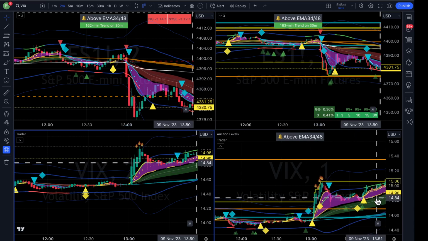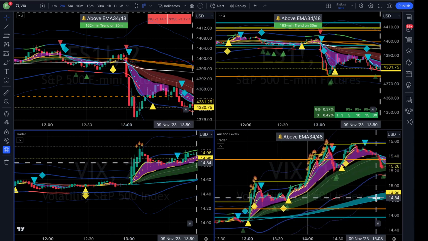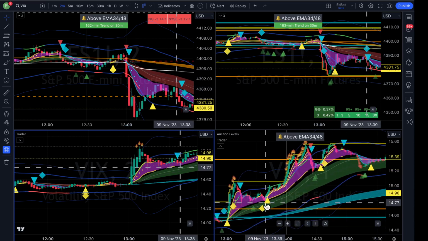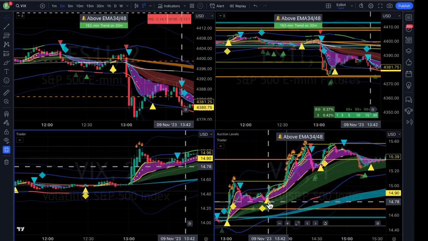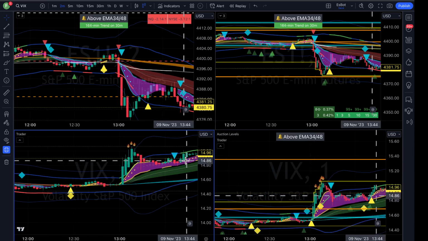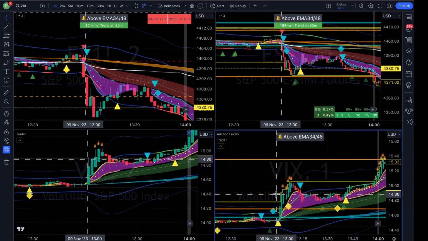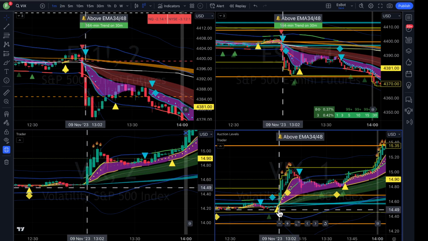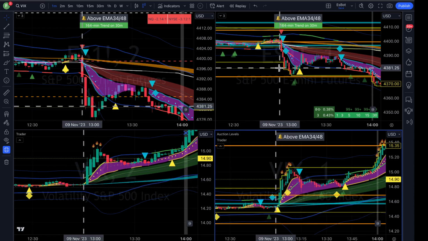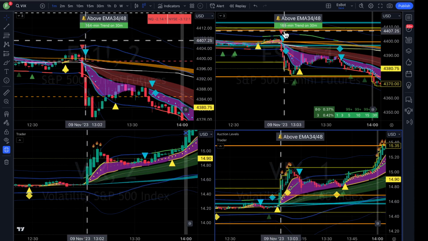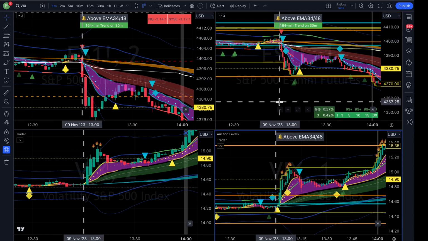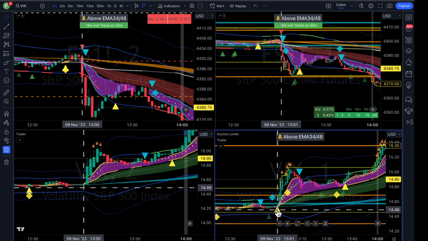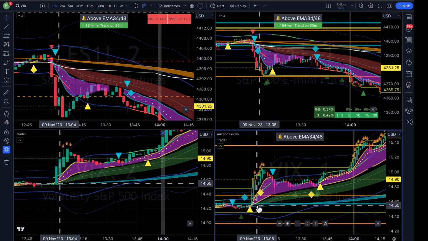What I'm telling you guys is focus more on the triangles on the VIX because there's less noise. Make sure you watch for the alerts because that will tell you when we get the triangles. You can see it at the bottom and at the top exactly at the same time, and that's a good entry. And then you can see the strong move.